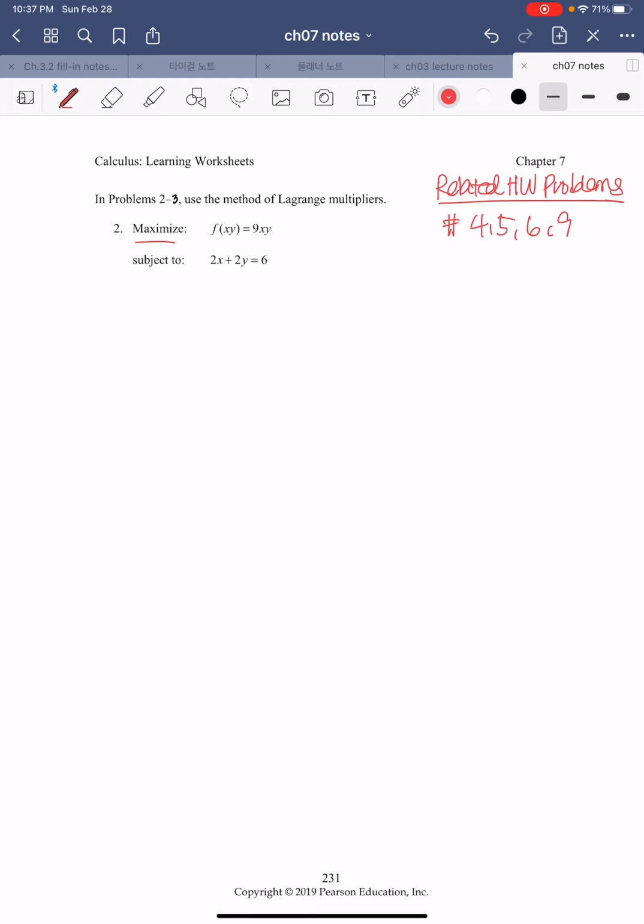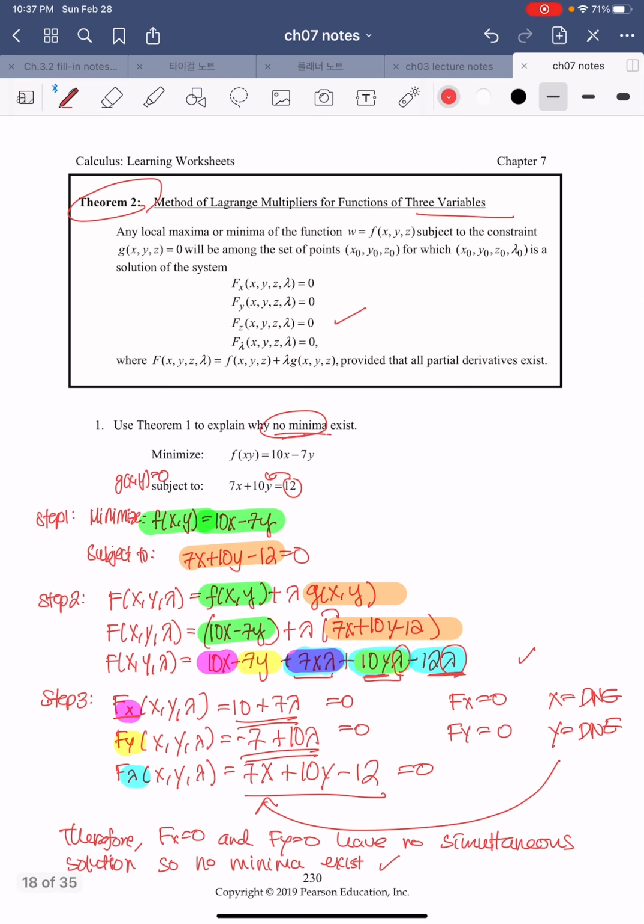So let's begin with step 1, rewriting the problem. Step 1 says we want to maximize the function f of x comma y equals 9xy subject to, so this is your g of x, y equal to 0. In other words, I have to set that equation to 0 by moving 6 to the other side. Subject to 2x plus 2y minus 6 equals 0. Step 2. We just did step 1. Step 2, what are we going to do?